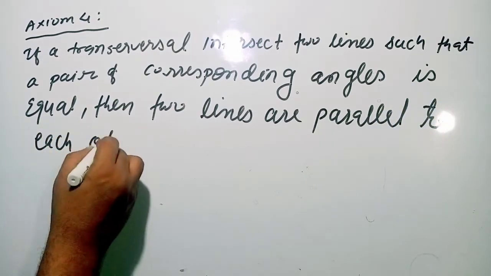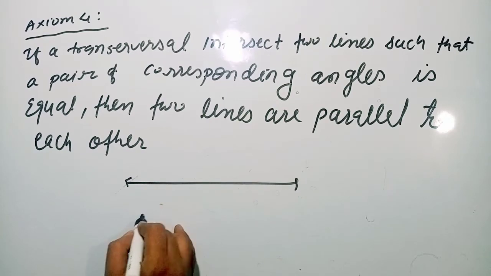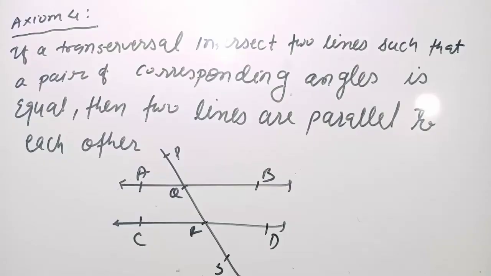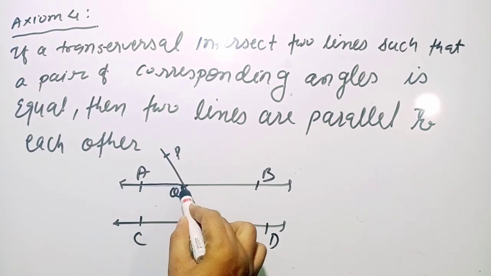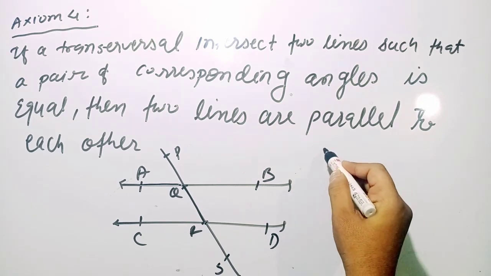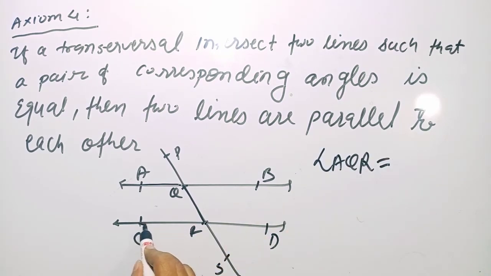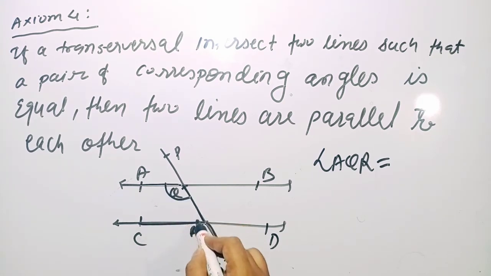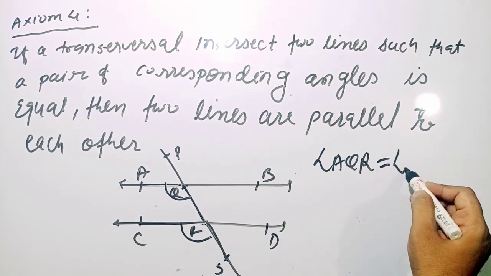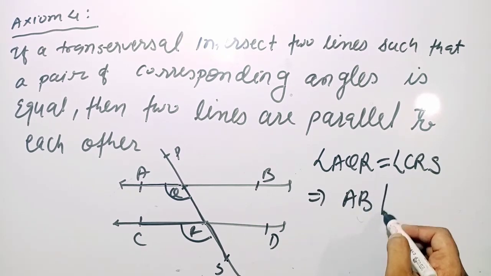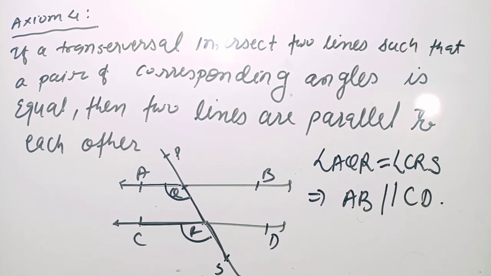So here are lines AB and CD, right? Transversal PS intersecting at Q and R. Here it is given that angle AQR is equal to angle CRS. Right, students? Angle AQR is equal to CRS. So AB will be parallel to what? CD. Okay, students, here we are completing today's video lesson.